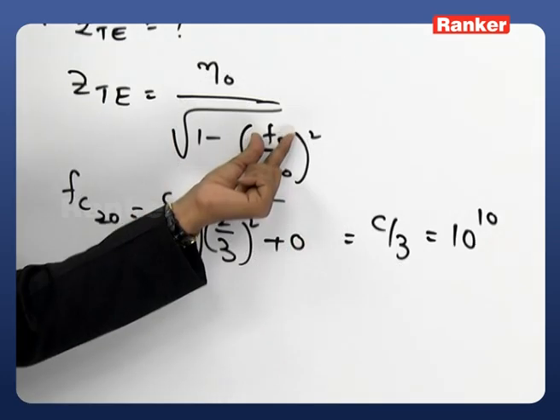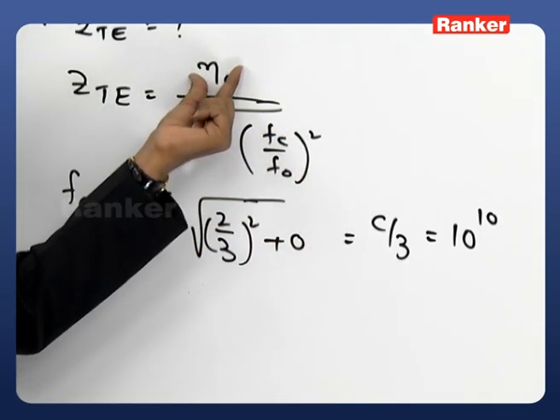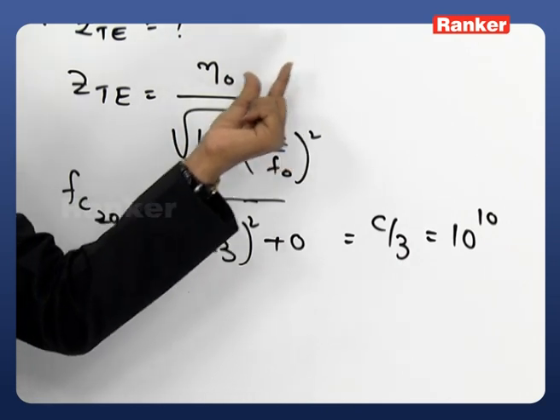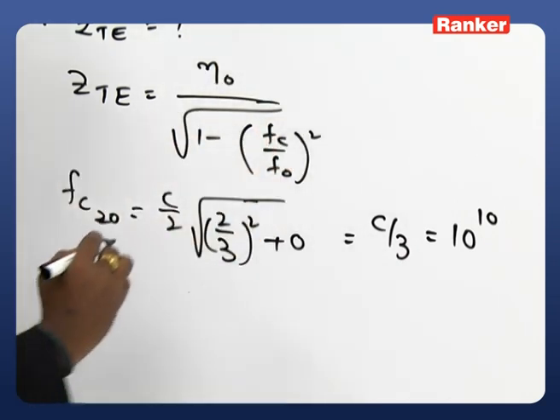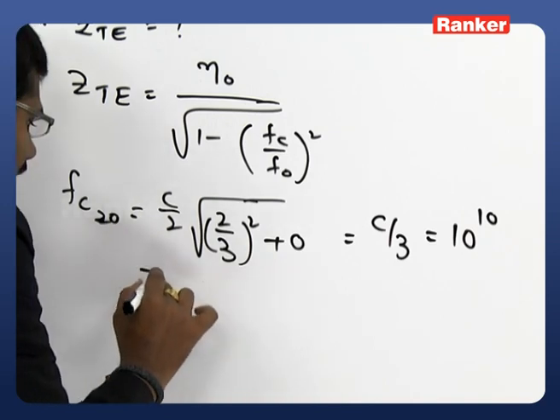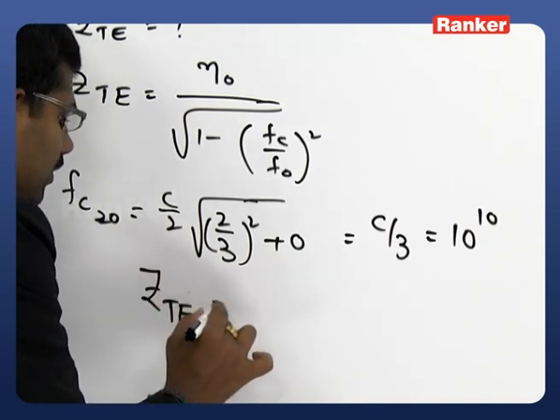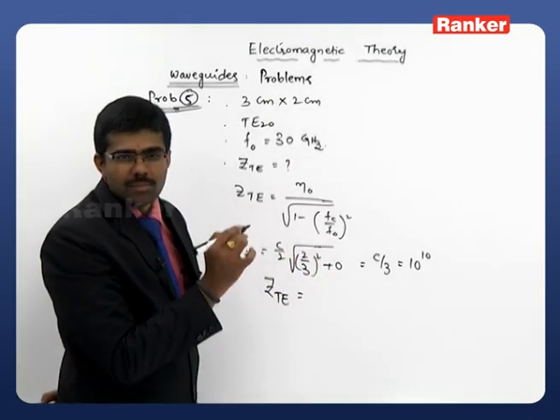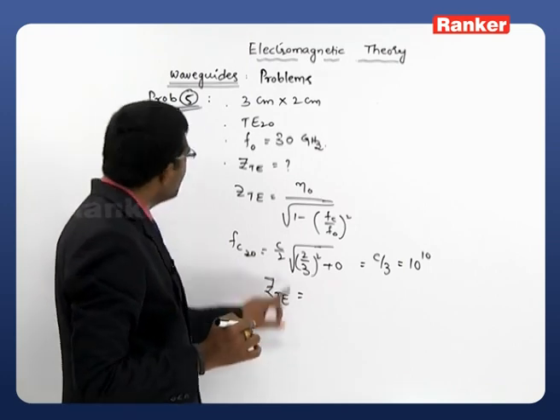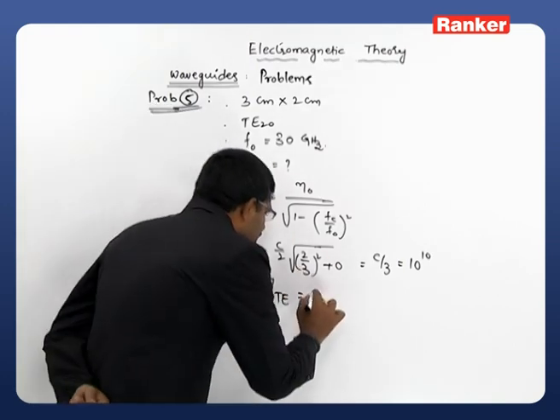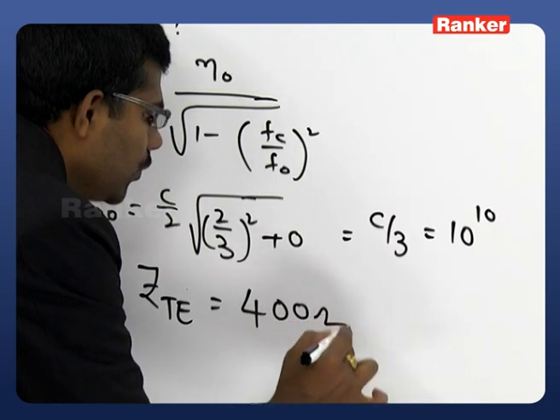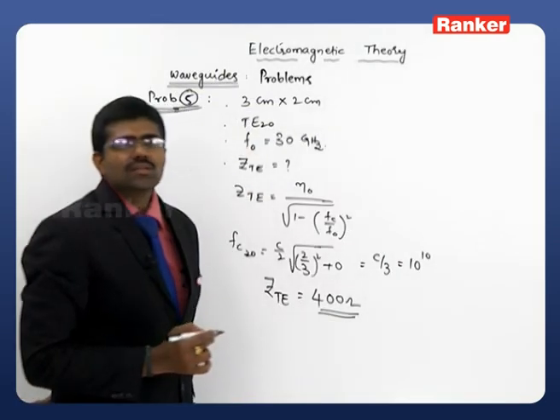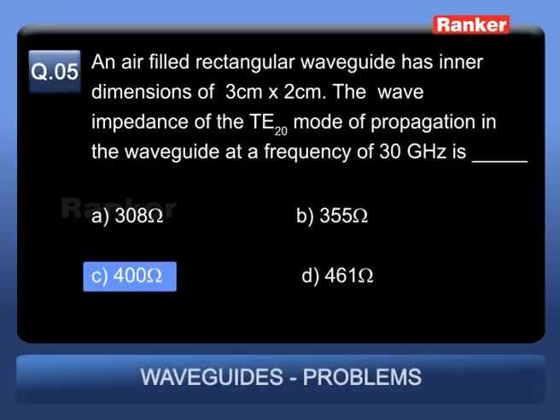Fc is available, F0 is available, eta naught is equals to 377 ohms, and substitute all these things. Then approximately the intrinsic impedance, it's not intrinsic impedance, wave impedance. The wave impedance for TE20 mode is approximately 400 ohms, and this is available in option C. So option C is correct.